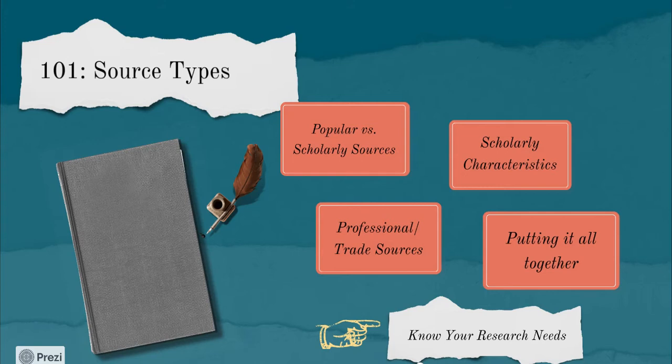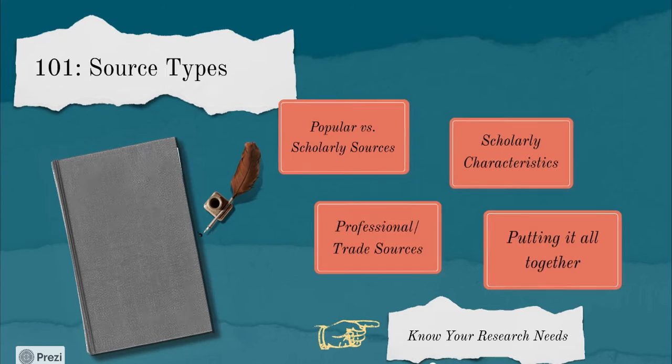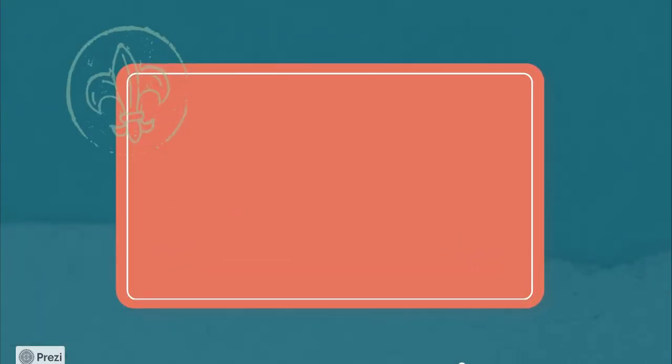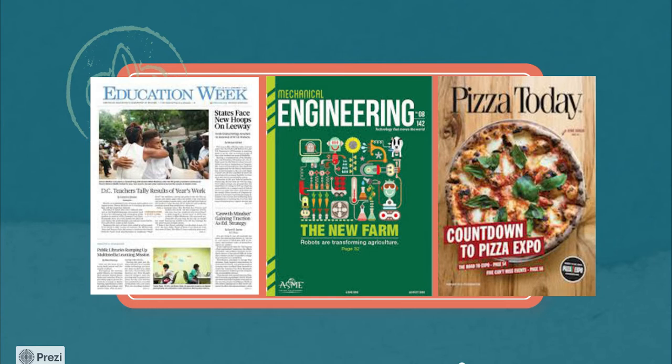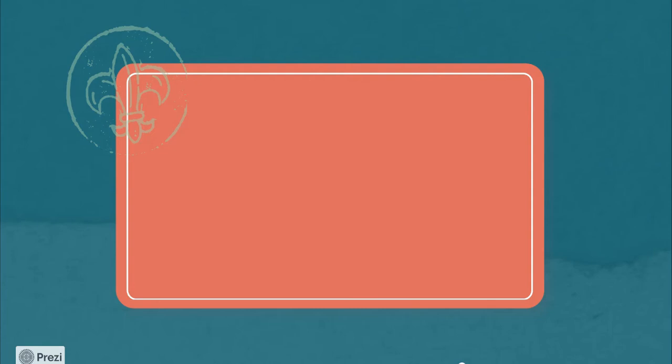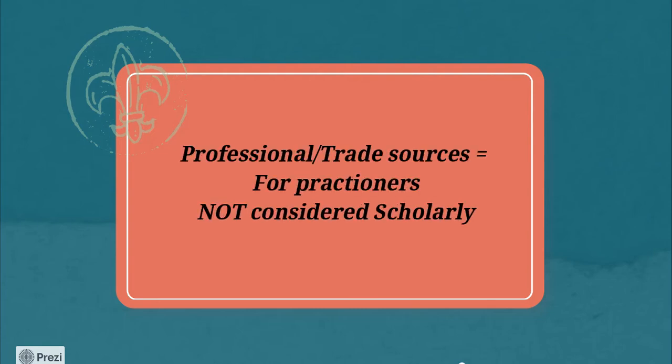Professional or trade sources are written for practitioners in a certain field or career. You might think of publications for familiar professions like teaching or engineering, but there are professional sources for nearly every area of work. Professional or trade sources can vary widely in whether they include applied research, like for nursing or social work, or just industry news, product reviews, or career information. But the main thing you should know is that even though they're written by and for subject experts, they are not usually considered scholarly, because their intended audience is practitioners as opposed to researchers.